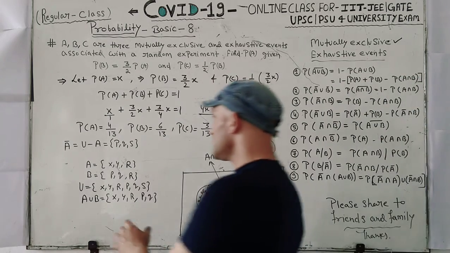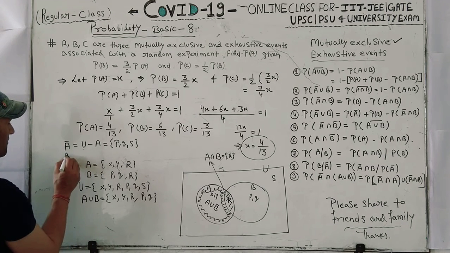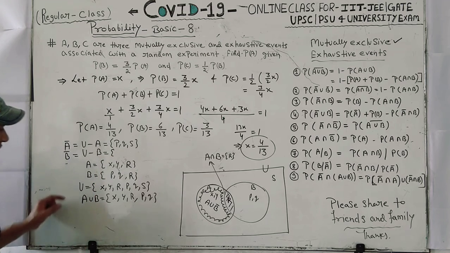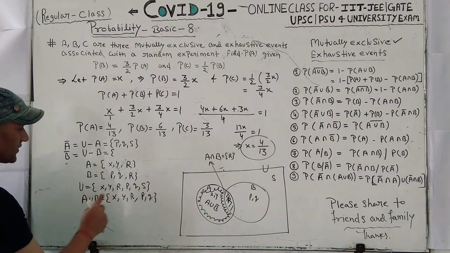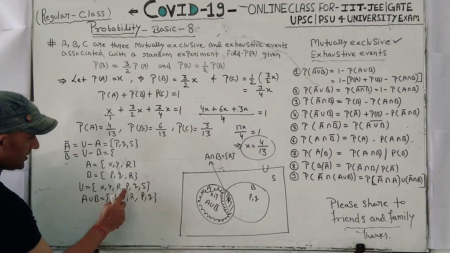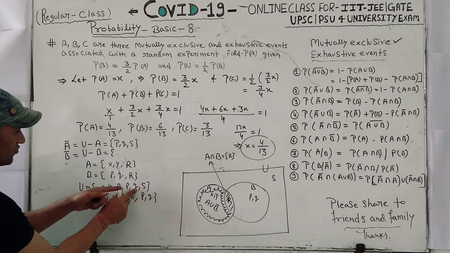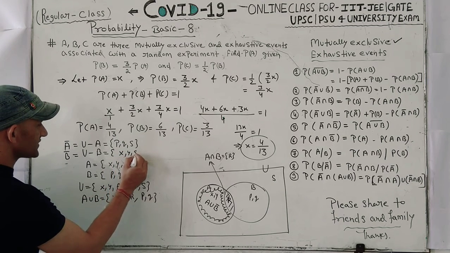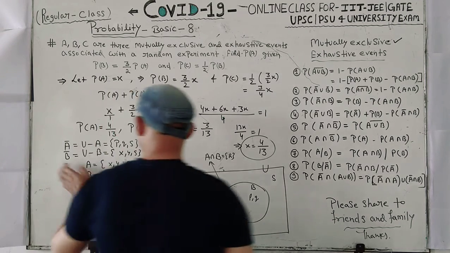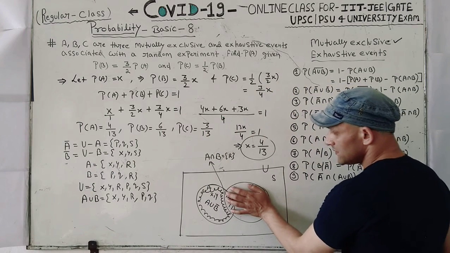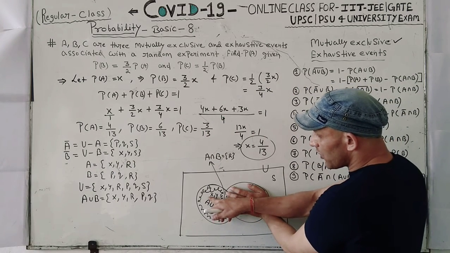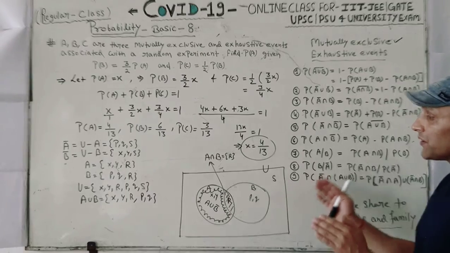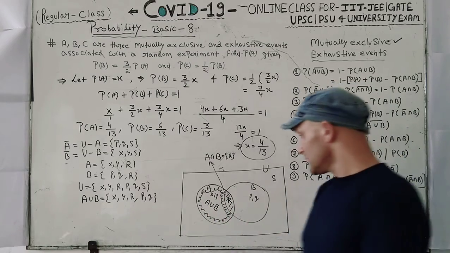Then we have to find B complement. B complement means U minus B. So from U you have to subtract this P, Q, R. Then the remaining elements are X, Y, S, which will be present in B complement. So out of B there are a total of X, Y and S. There are 3 elements. That is the meaning of complement of B.